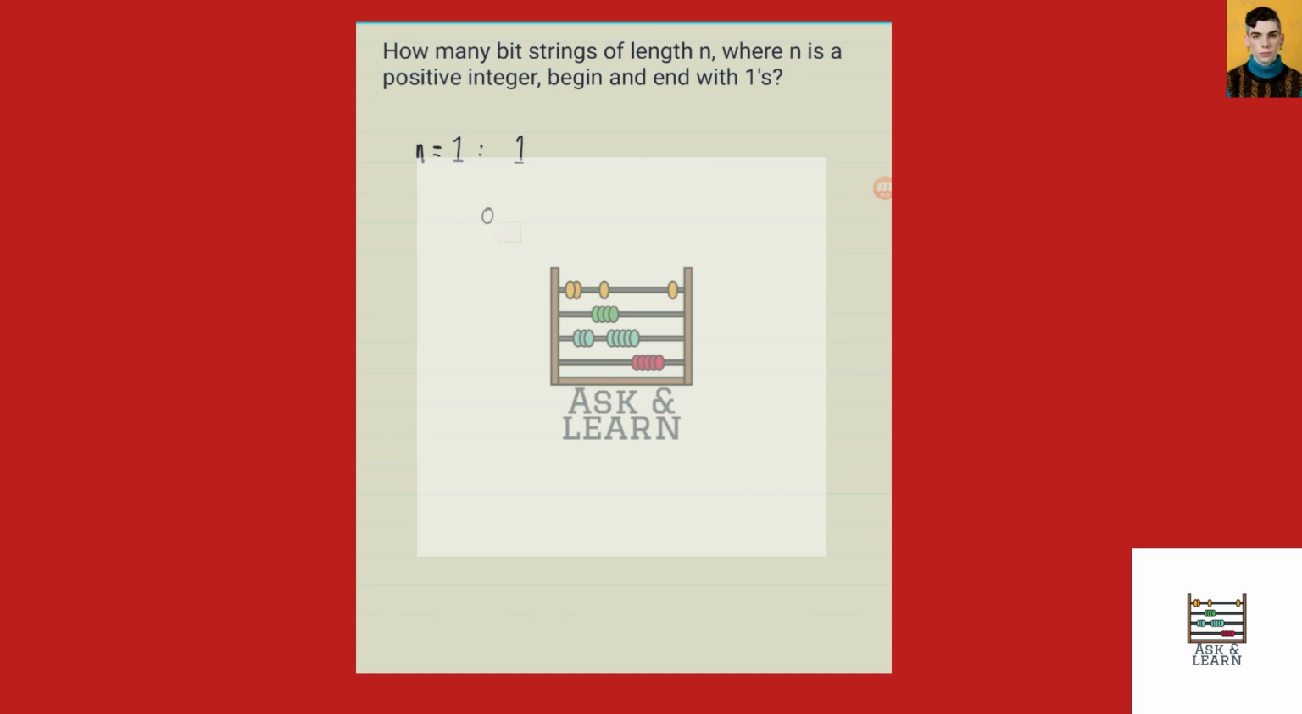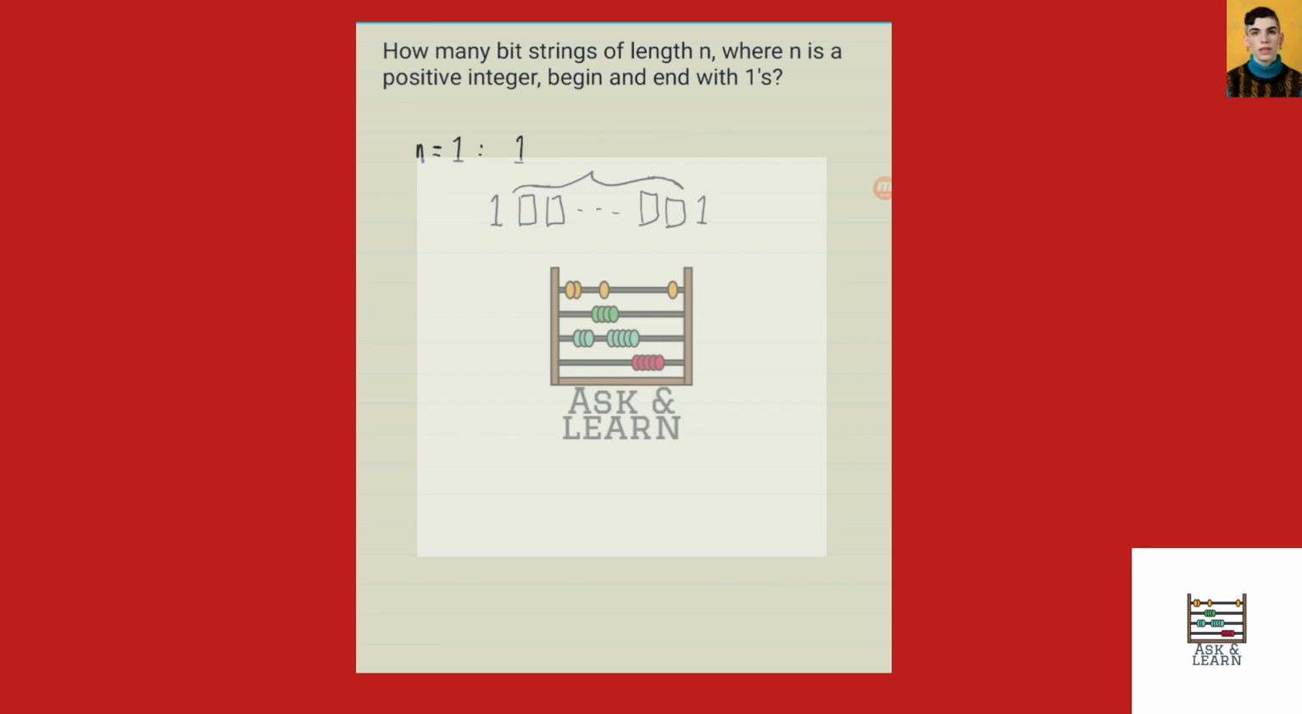Then, if we're considering n greater than 1, we need to think about it: we have a certain number of spots that we can fill. We're going to have n spots. And based on the requirement of the problem, we fill in the first spot and the last spot with ones, which means that everything in the center, everything between those two ones, is unspecified.